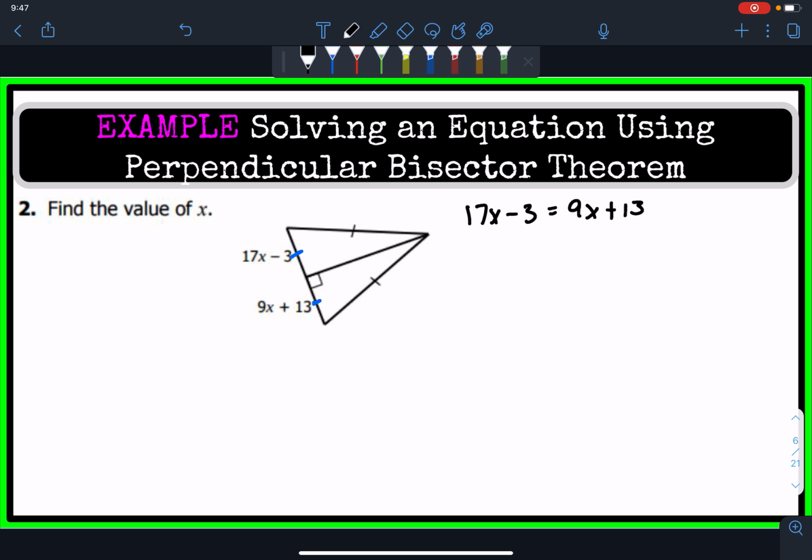With letters to the left and numbers to the right, we end up with 8x is equal to 16. Dividing by 8, the value of x is going to equal 2.